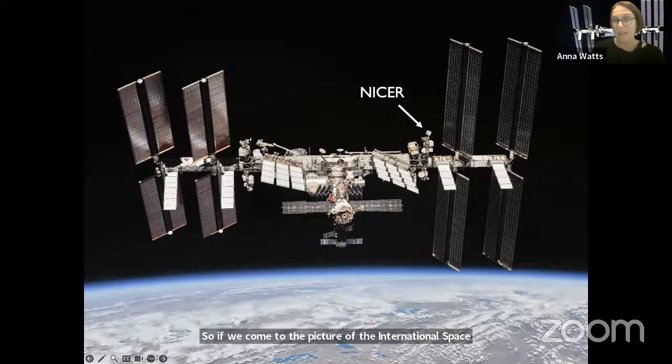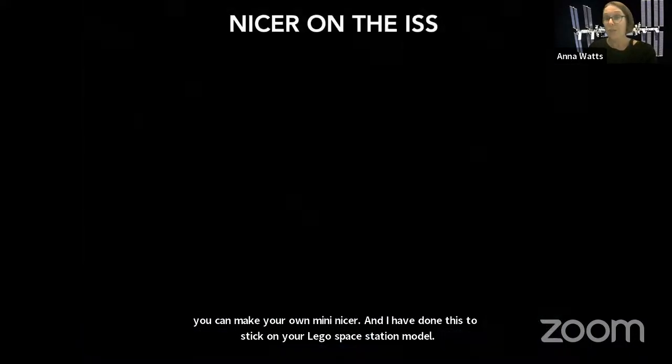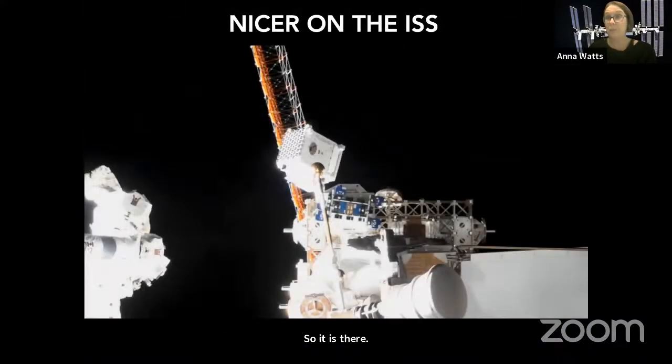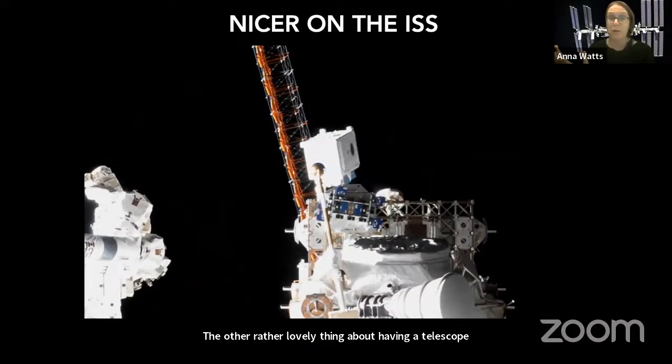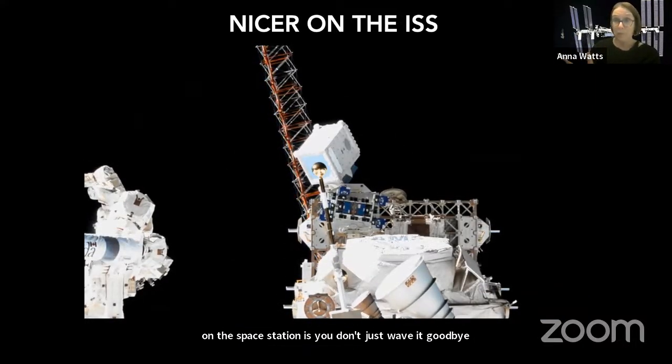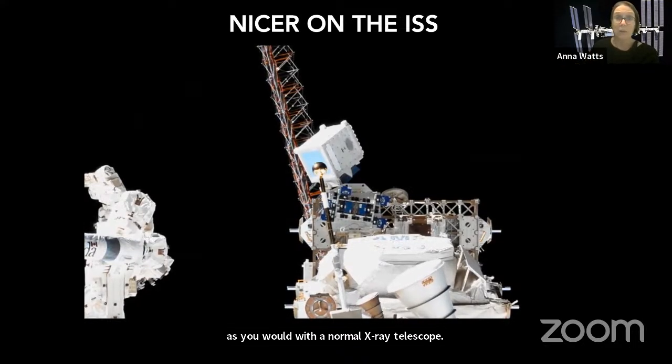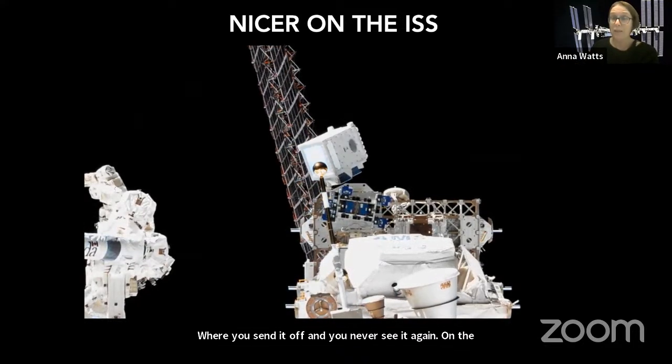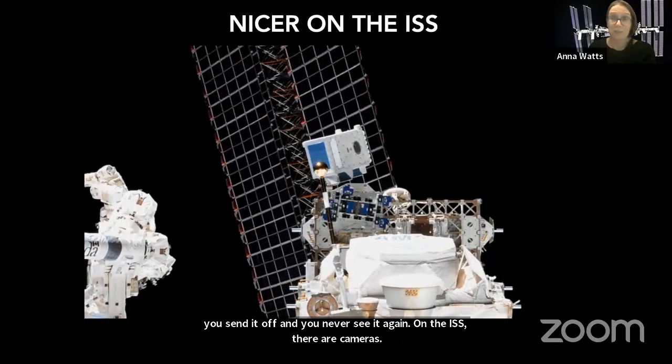If anyone has the Lego model of the International Space Station, NICER is not on the standard model, but you can make your own mini NICER, and I have done this to stick on your Lego Space Station model. So it is there. The other rather lovely thing about having a telescope on the space station is you don't just wave it goodbye, as you would with a normal X-ray telescope, where you send it off and you never see it again. On the ISS, there are cameras, and so you can actually take movies of NICER.